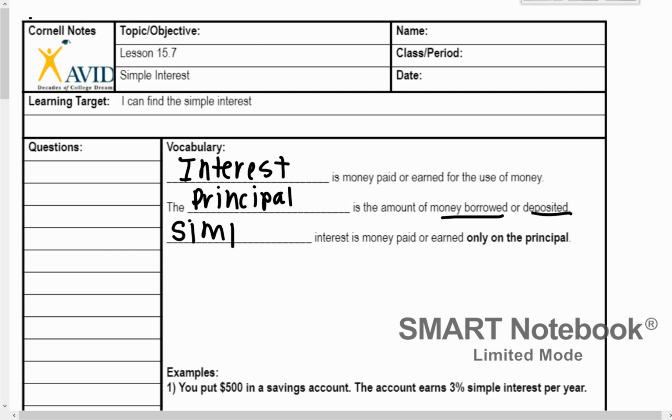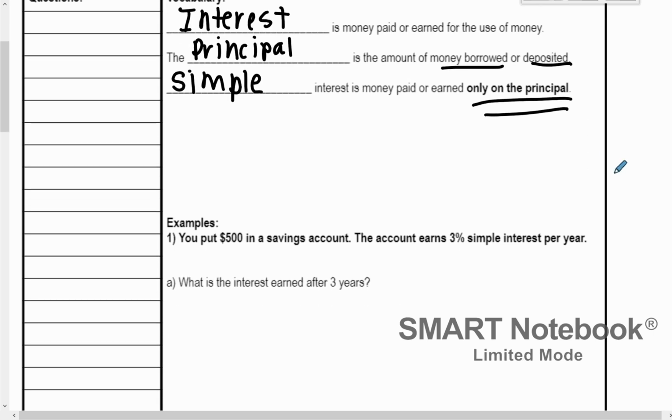But simple interest, which is what we're going to be learning, is money paid or earned only on the principal, so only on the money borrowed or deposited. Our equation for interest is I equals P times R times T. Let's break down each of these letters.